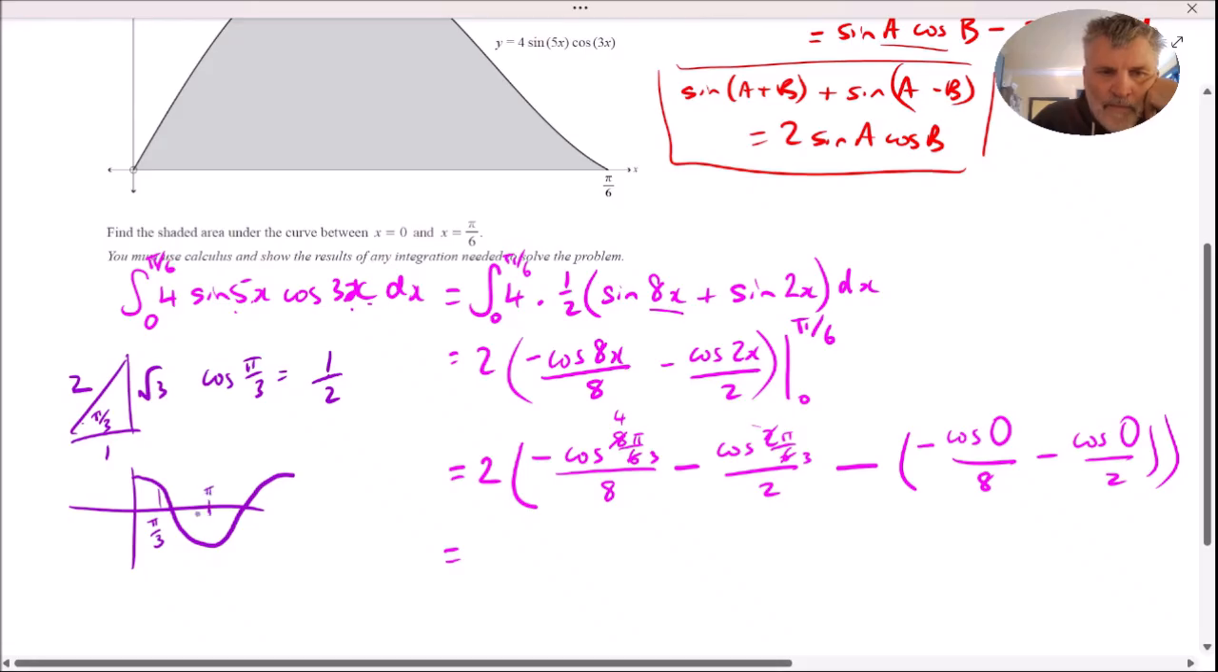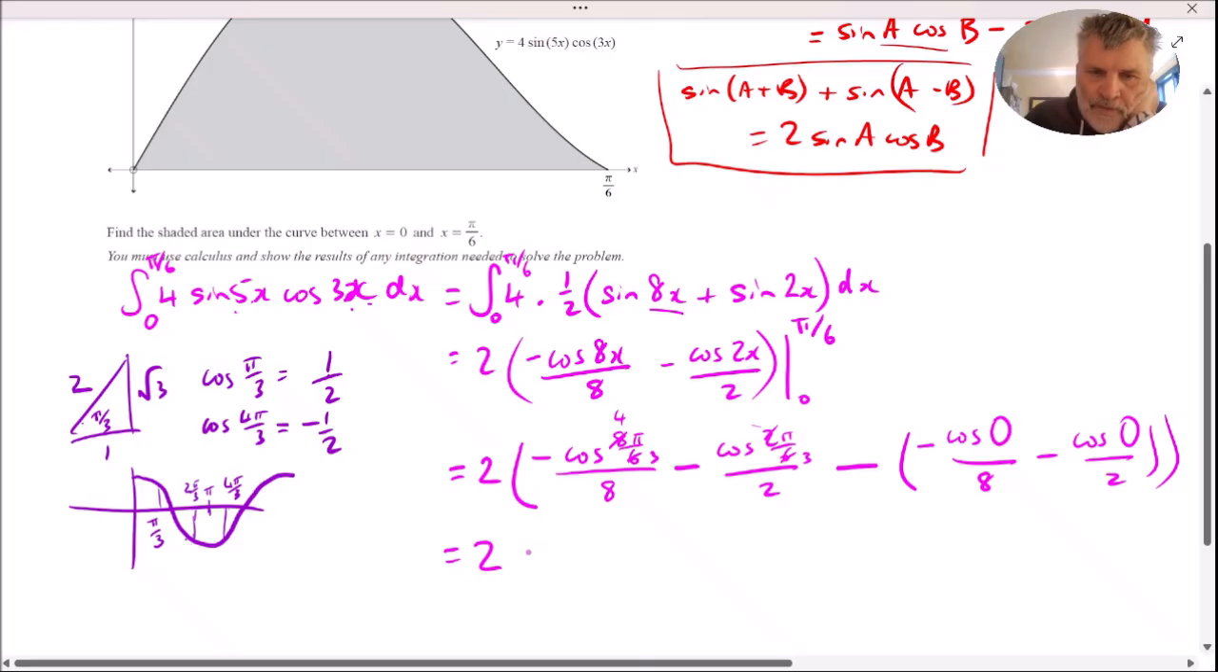This is pi. 2 pi over 3 is here, that's got the negative, and this one up here will be 4 pi over 3. It'll have the same value, so it's the negative of this. So cosine of 4 pi over 3, you can see from the cosine graph, is going to be negative a half.